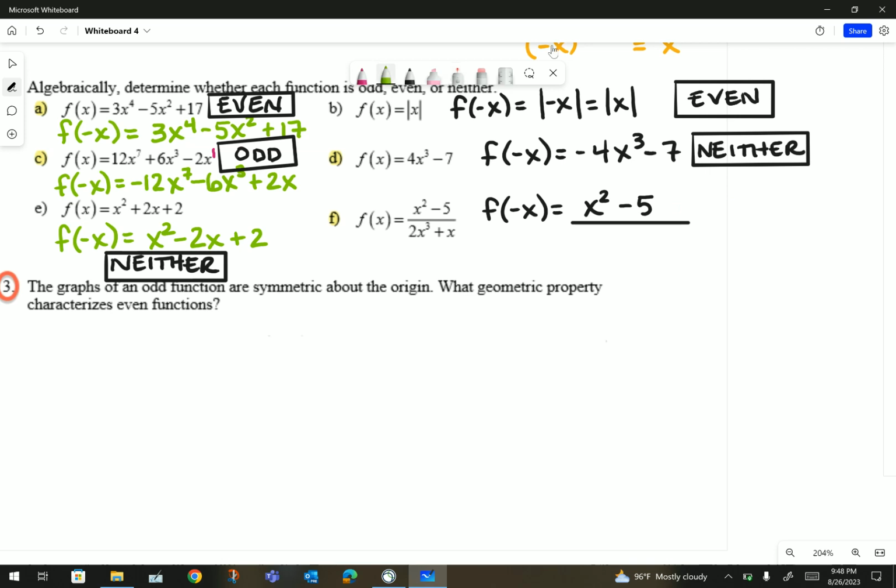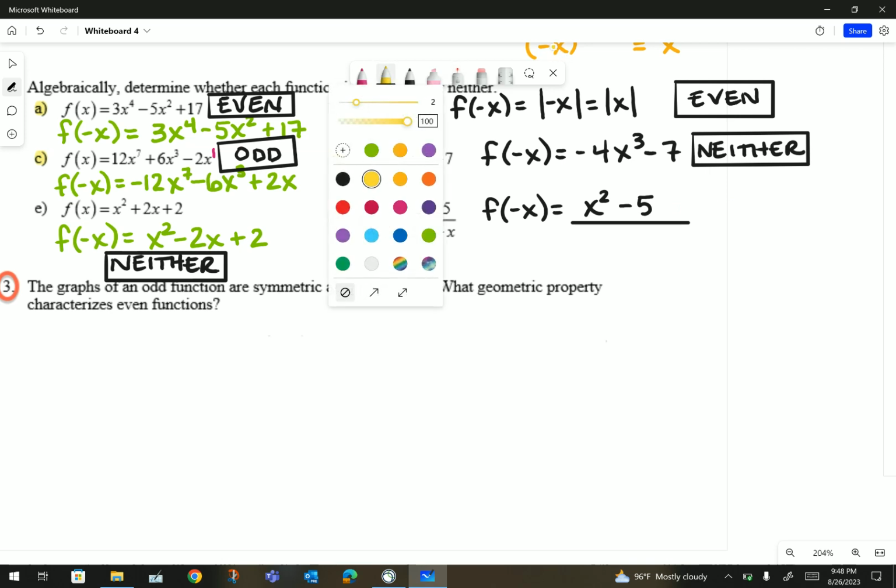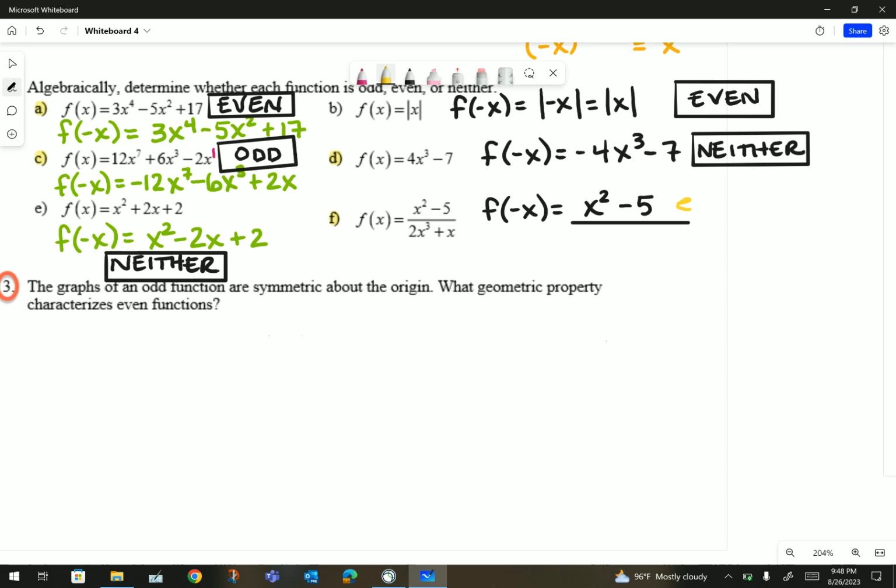As a matter of fact, maybe I should actually write it. So the numerator right now is even. Let's put E. Okay, now let's look at the denominator value. 2x cubed needs to become negative 2x cubed. And positive x, which is positive x to the first power, needs to become negative x. So now we notice that in this specific denominator, the 2x cubed switched to negative. The positive x switched to negative. So we've got an odd situation happening over here.